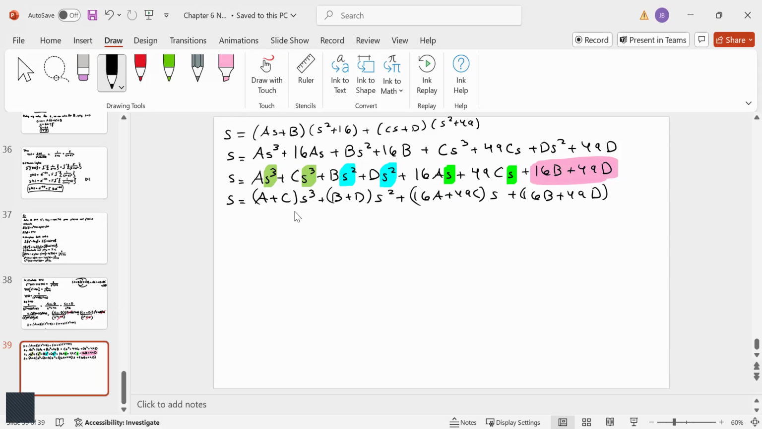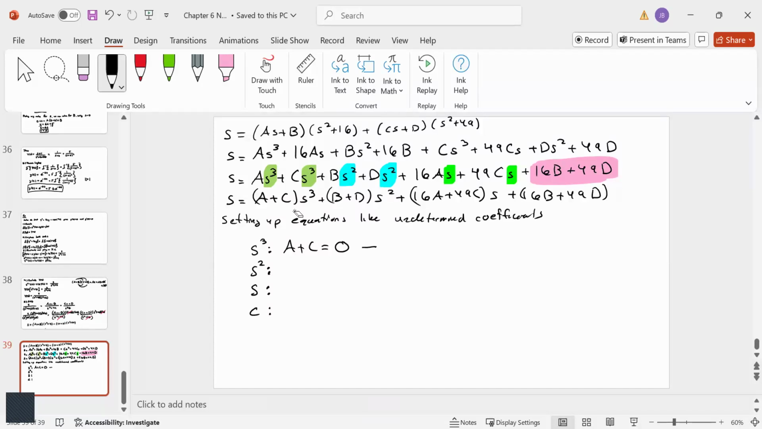Now, this looks very familiar to undetermined coefficients. We just need to create a bunch of equations for each one, right? So, setting up equations like undetermined coefficients for s cubed, s squared, s, and then constant, we have a plus c is equal to, well, on the left side, we have no cube term, right? There's no s cubed, so 0, because there's no s cubed term.